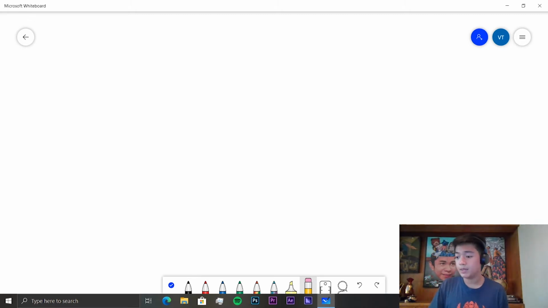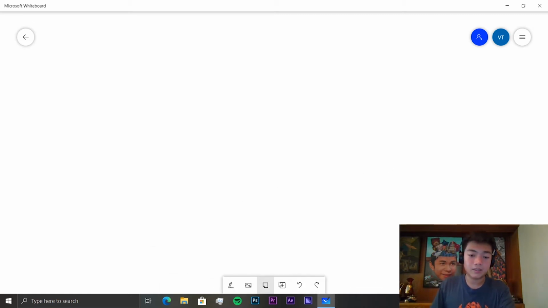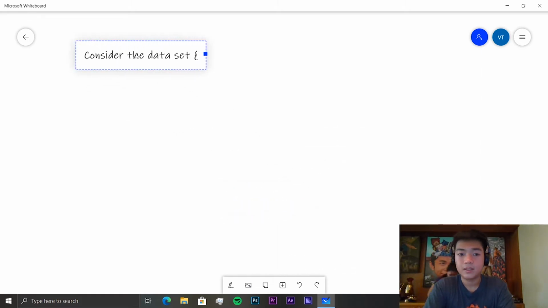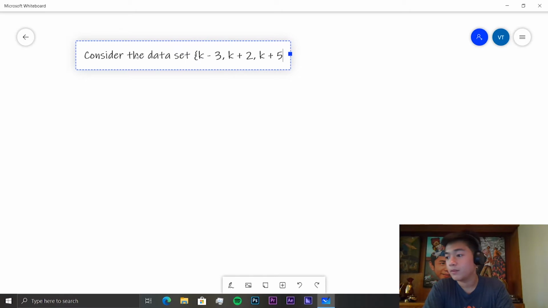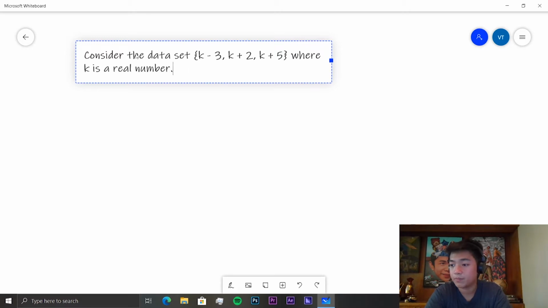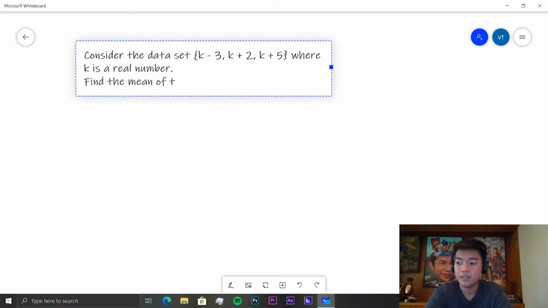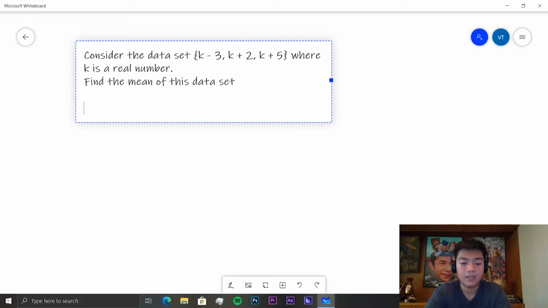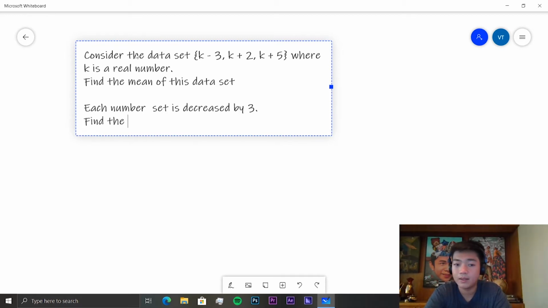I'm going to do the even ones, maybe they're a bit harder. The first question: consider the data set k minus 3, k plus 2, k plus 5, where k is a real number. Find the mean of this data set, and then each number in the set is decreased by 3. Find the mean of this new data set.